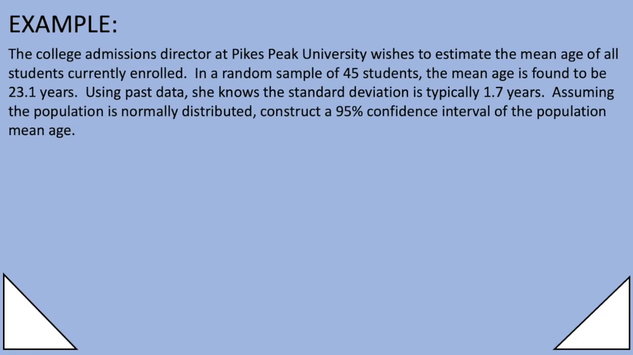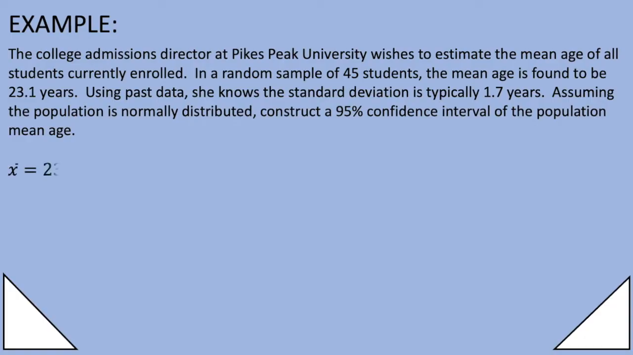The college admissions director at Pikes Peak University wishes to estimate the mean age of all students currently enrolled. In a random sample of 45 students, the mean age is found to be 23.1 years. Using past data, the college admissions director knows that the standard deviation is typically 1.7 years. Assuming the population is normally distributed, we're going to construct a 95% confidence interval of the population's mean age.